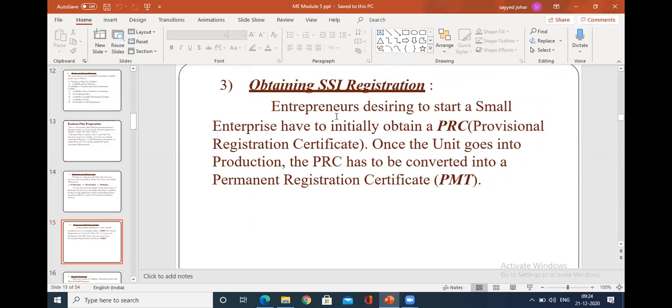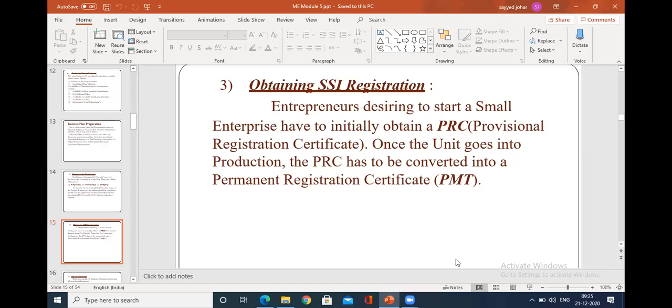So third is obtaining SSA registration. Obtaining SSA registration means that entrepreneurs desiring to start small scale industries initially have to obtain the provisional registration certificate. Once the unit goes into production, the provisional registration certificate has to be converted into a permanent registration certificate.